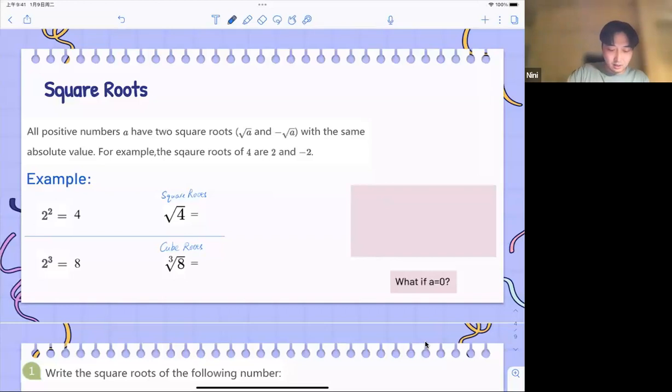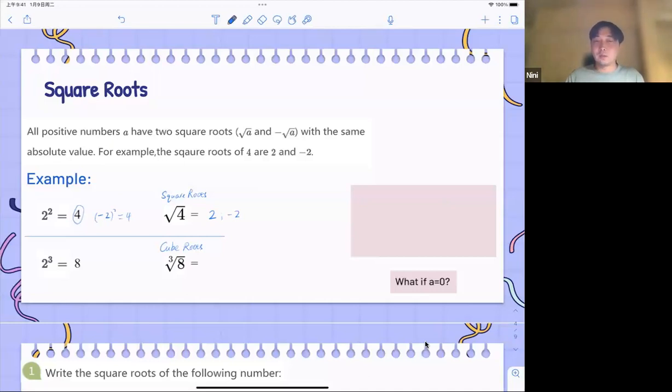If we remember yesterday that 2 to the power of 2 is equal to 4, then the square root of 4, can we write directly as 2? No. Why? The reason is that not only 2 to the power of 2 gives the answer of 4, but minus 2, the negative one, if we write it this way, is also equal to 4. So we get another answer for this one, which is minus 2. That is the reason.